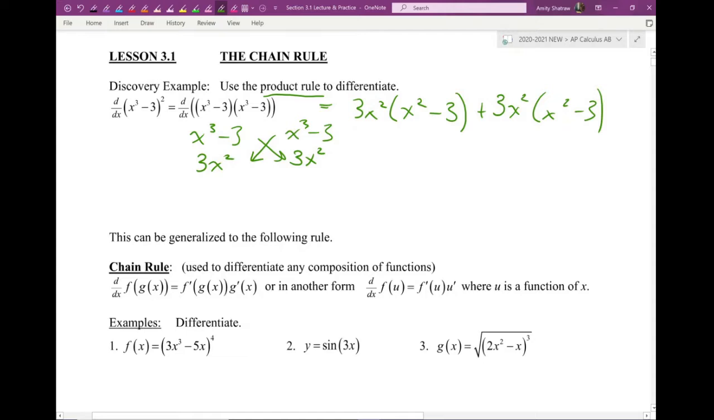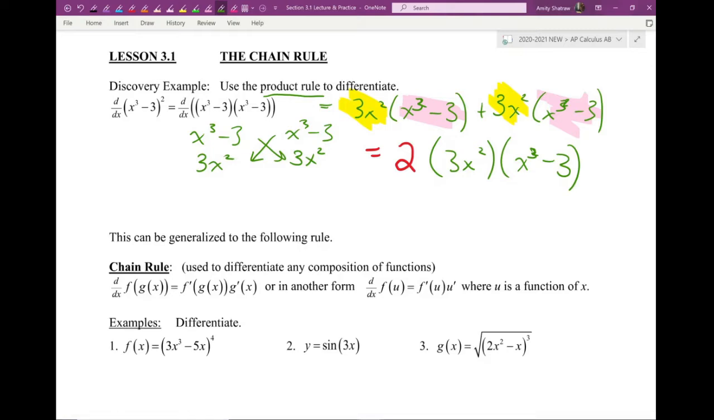And I know you can tell that I'm basically adding up two of the same things, right? That this matches this. Not just that, though, that this matches this. So technically what I'm doing is adding up two of these 3x squareds times x cubed minus 3. So there you go. Now, why would we want to review this in this way?